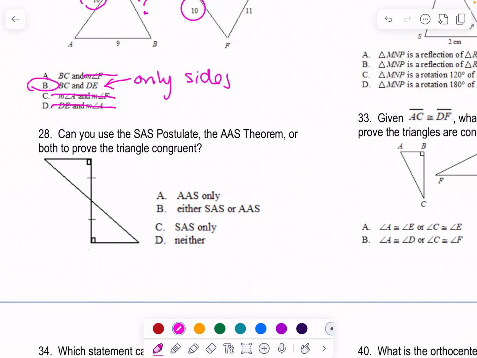Can you prove this postulate by the side angle side, the angle angle side, or both to prove the triangle, right?